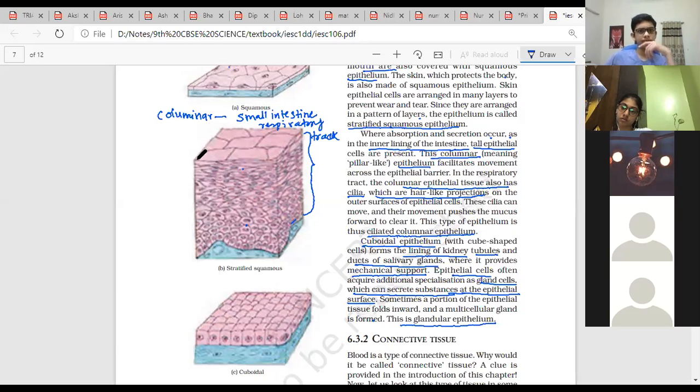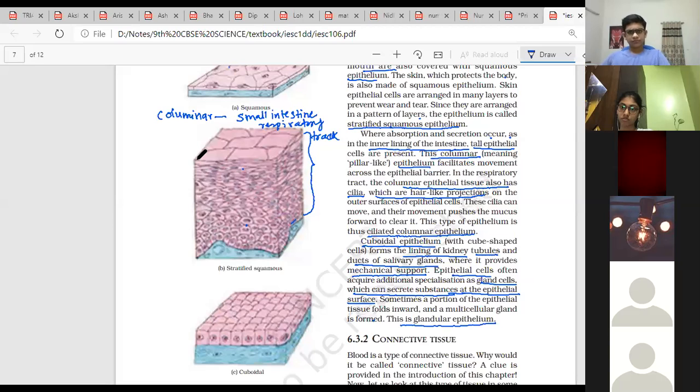Now, depending on the type of matrix, connective tissues are divided into fluid connective tissues, dense connective tissues, and loose connective tissues. In fluid connective tissues, the matrix is fluid, with different cells embedded in it. Examples of fluid connective tissues are blood and lymph.